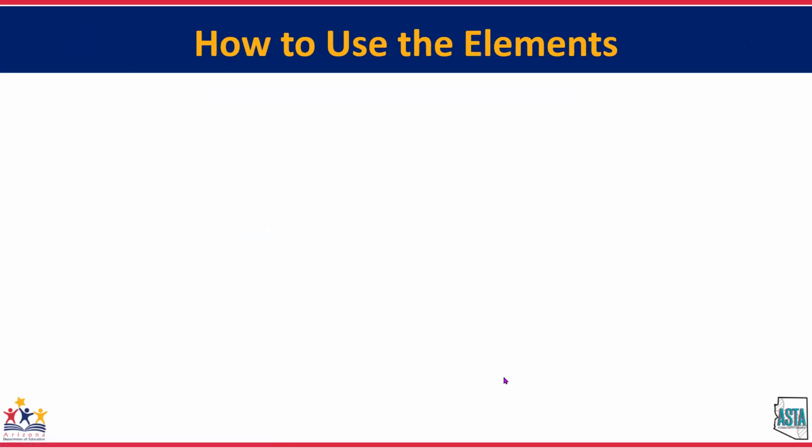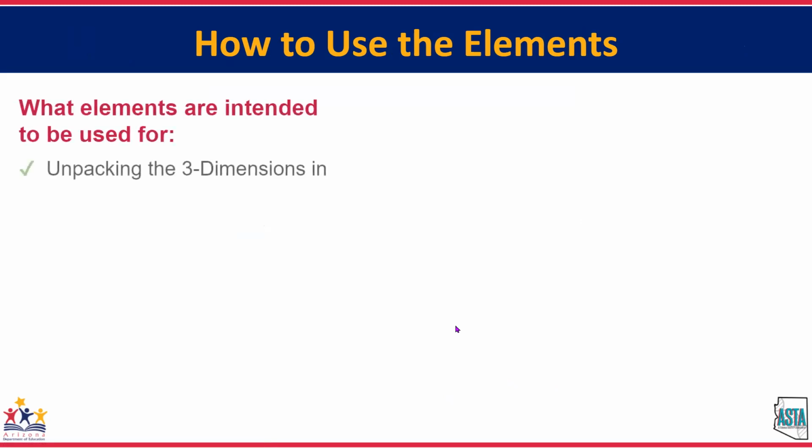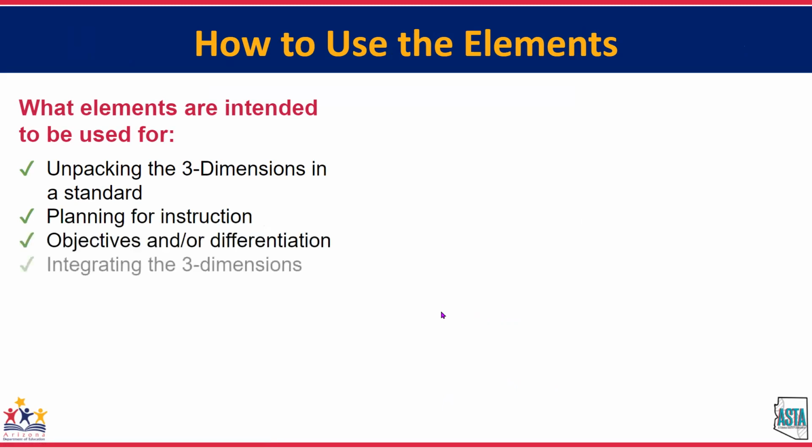And so to close out, let's spend a brief moment to talk about how we actually use these documents. Well, the elements are intended to be used for the following things. The first is unpacking the 3 dimensions in a standard. Second, you need these documents to plan for instruction. Those elements can be used as objectives and/or for differentiation to look up a grade band or go below. And it's very important that we integrate the elements of all 3 dimensions. One thing to note is that this is not a list of items to be checked off.